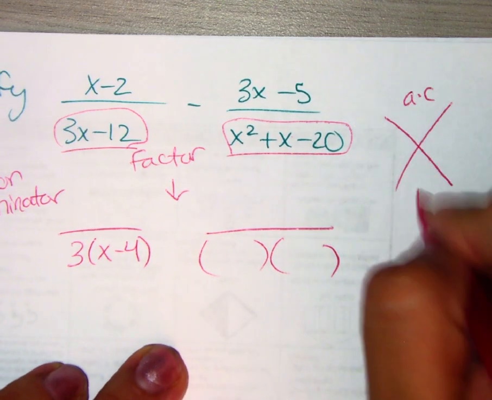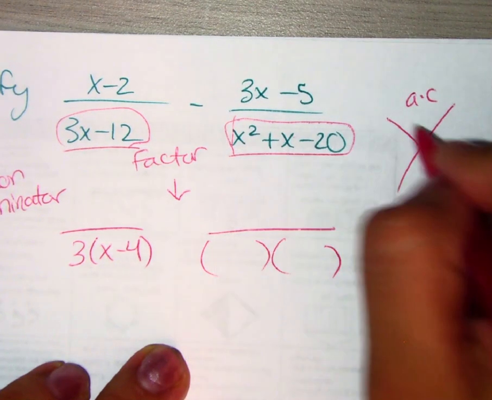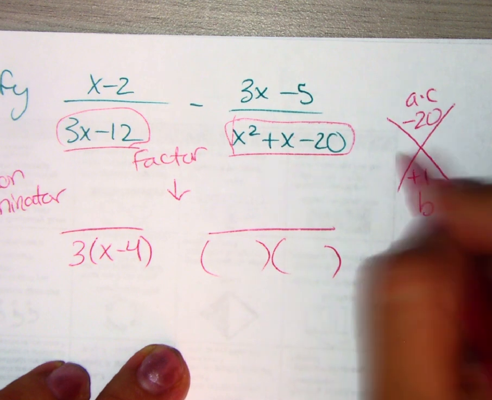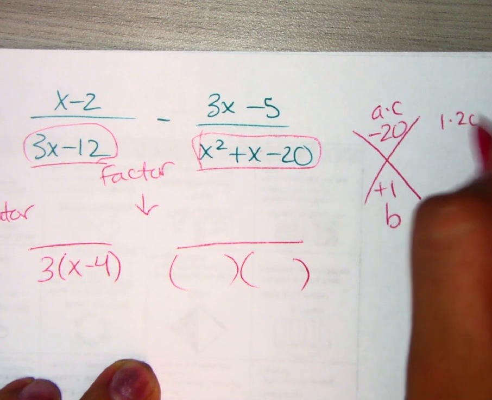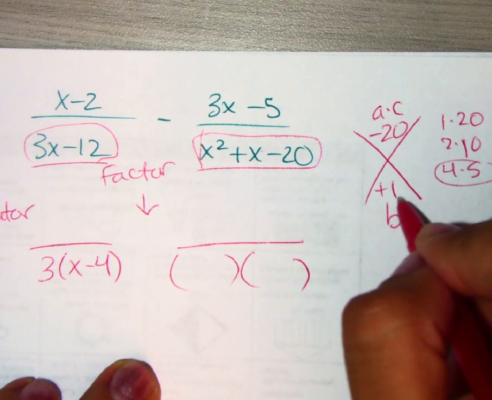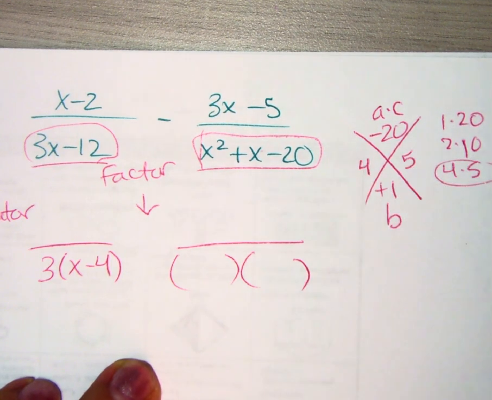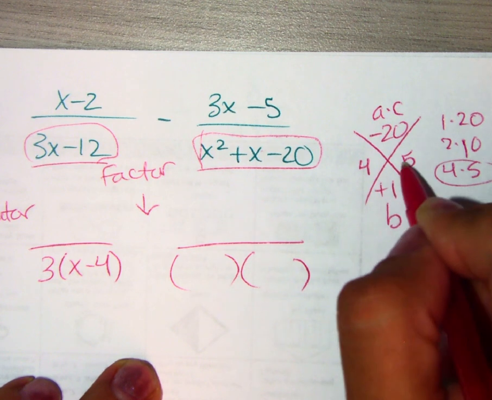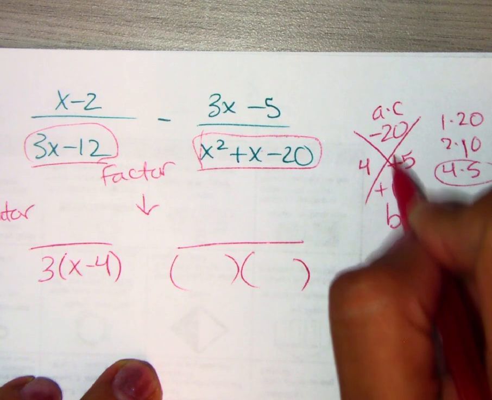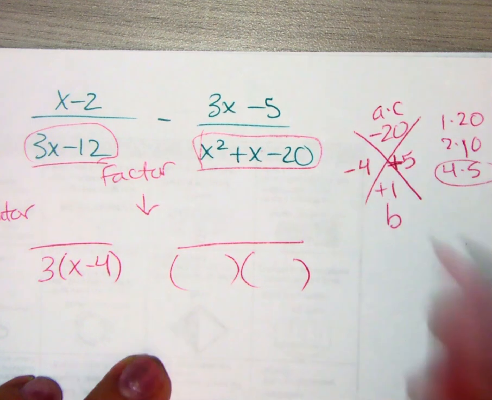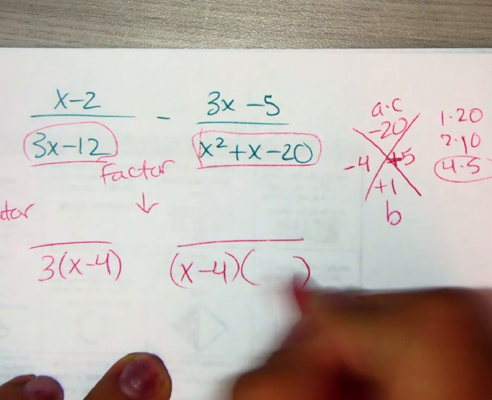So a times c, that is 1 times negative 20, so that's negative 20, and the b value is positive 1. Two numbers that you multiply to get 20 are 1 and 20, 2 times 10, and 4 times 5, and 4 and 5 is the one that will give you that difference of 1 if we subtract. 4 minus 5 is negative 1. So you want to have positive 5 and negative 4. 5 minus 4 is positive 1. So your factors here will be x minus 4 and x plus 5.